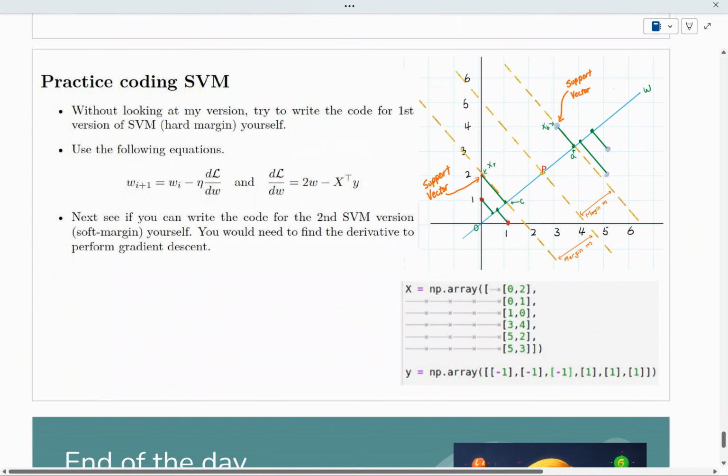All right. So let's start with the simpler version. The version 1 with the hard margin, which we calculate the derivative. I want you to see if you can write this algorithm yourself and separate these two classes.